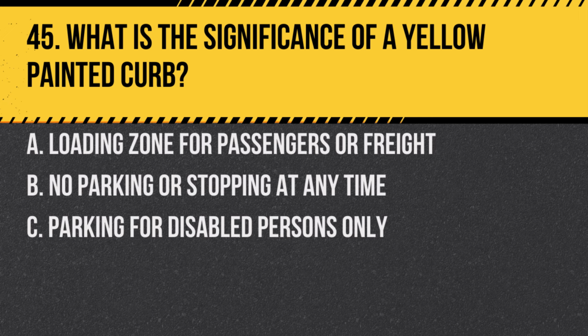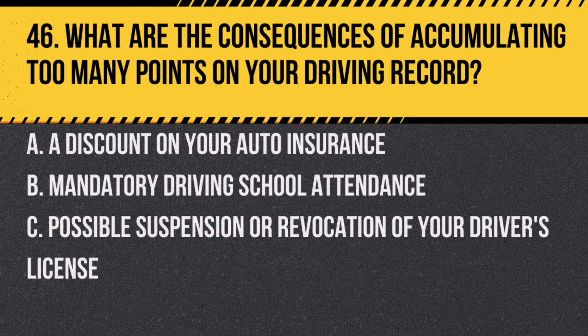Question 45. What is the significance of a yellow painted curb? A. Loading zone for passengers or freight. B. No parking or stopping at any time. C. Parking for disabled persons only. Answer: A. Loading zone for passengers or freight. A yellow painted curb typically indicates a loading zone, where vehicles can stop for a limited time to load or unload passengers or goods.